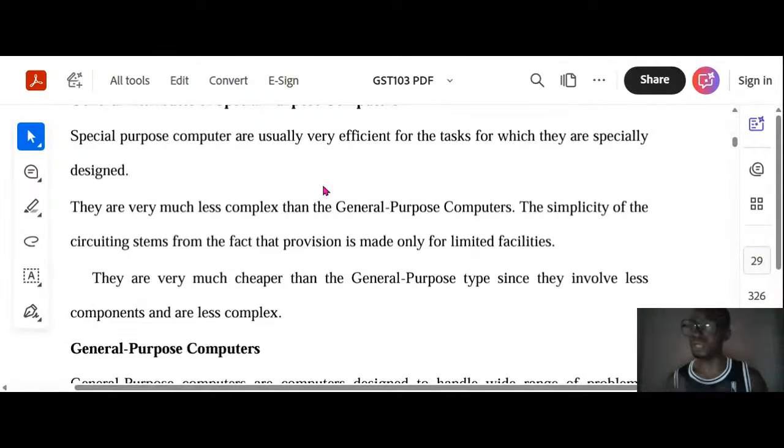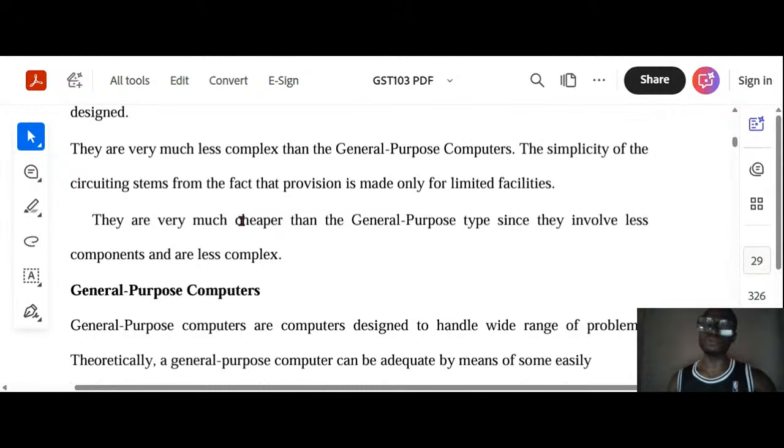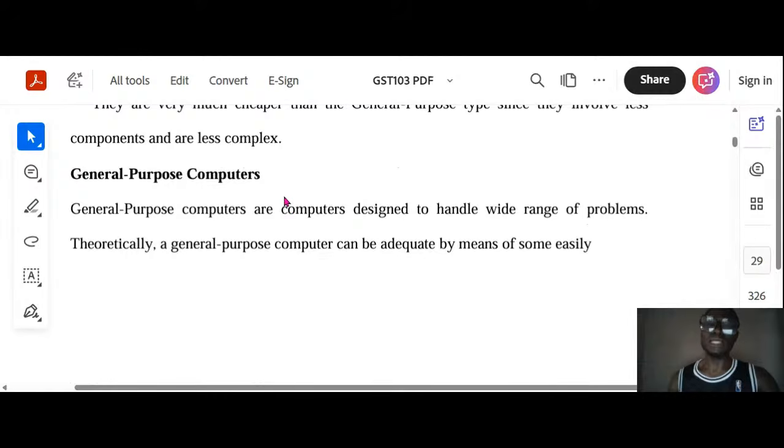Okay, I want you guys to list them in your chat box now. The three attributes of the special purpose computer, which we've mentioned here: efficiency, less complex, and cheap. Once you remember those three, anything they add tomorrow that is not part of it, you should be able to fish it out. They are efficient, they are less complex, and they are cheaper than the general purpose.